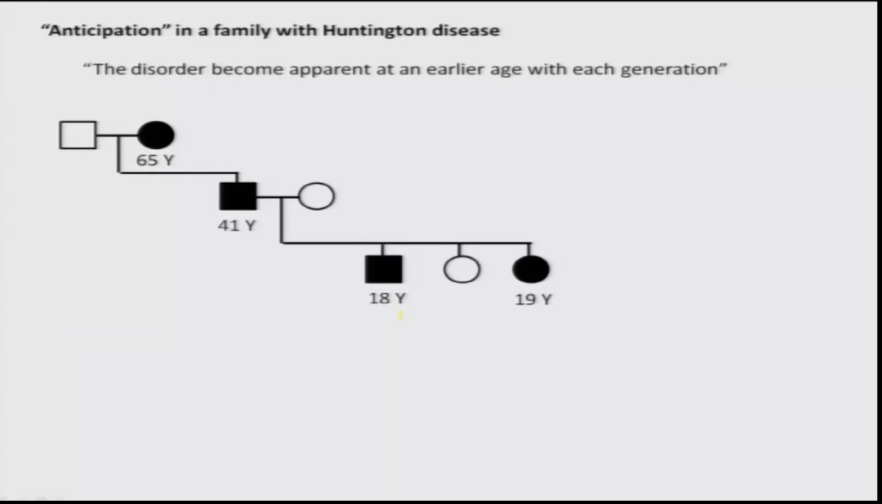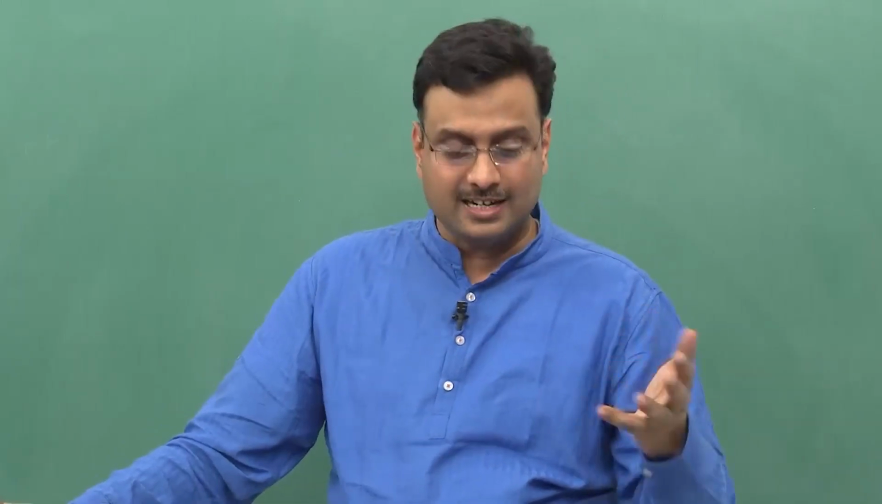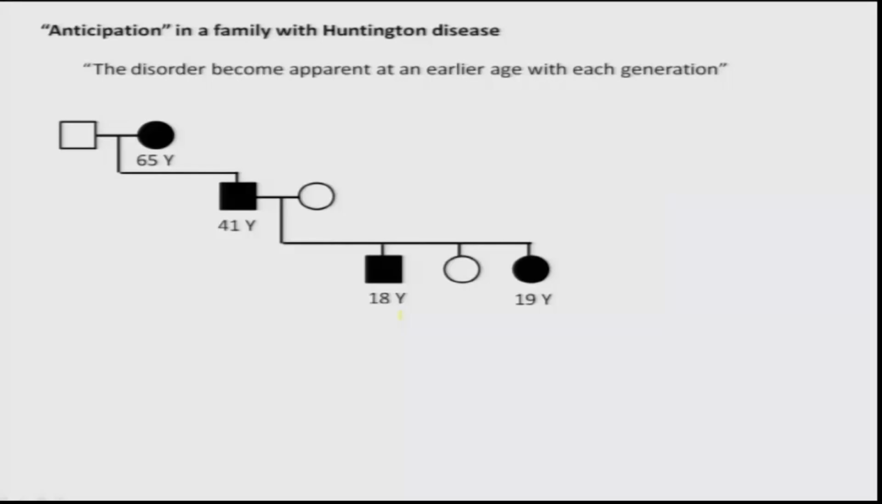This is an example of a pedigree. So, what do you see? We discussed already that in the exceptions to Mendelian pattern, we looked at a condition called anticipation. Classically, anticipation is characterized as a disorder that becomes apparent at an earlier age with each generation. As shown here, this individual developed the disease at around 65 years. In her next generation, her son developed it around 41 years, and his son or daughter developed it much earlier, when he or she is around 20 or earlier. And this is called anticipation.